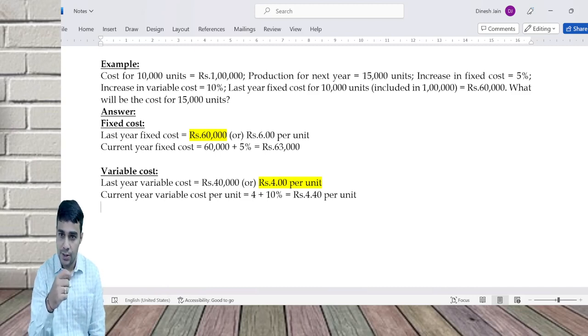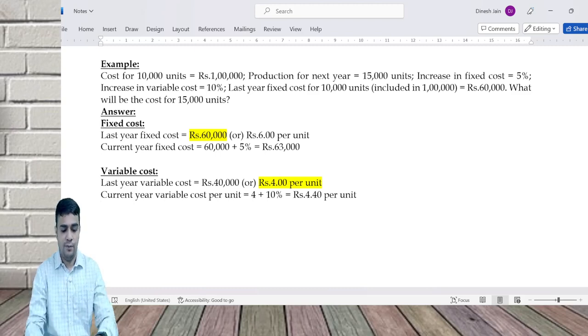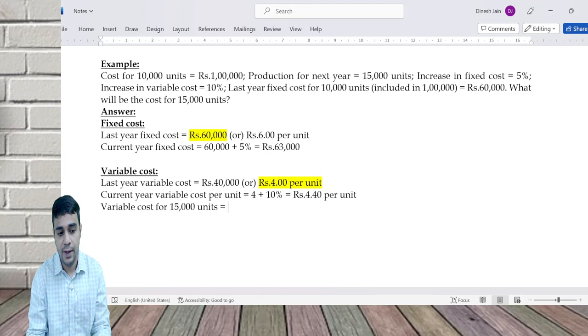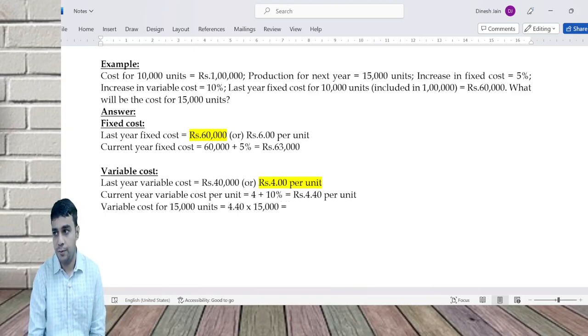Understand the difference in approach. If it was fixed, I would have told you to do 40,000 plus 10%, and you would have got cost of 44,000. Now, variable cost for 15,000 units is equal to 4.4 into 15,000. That was the number you get.